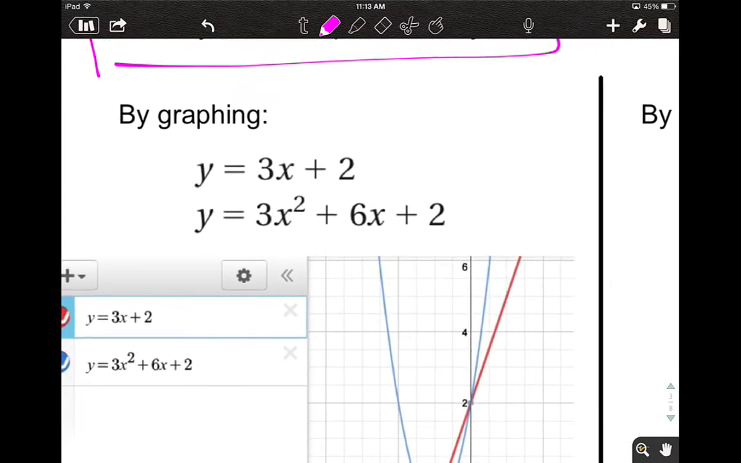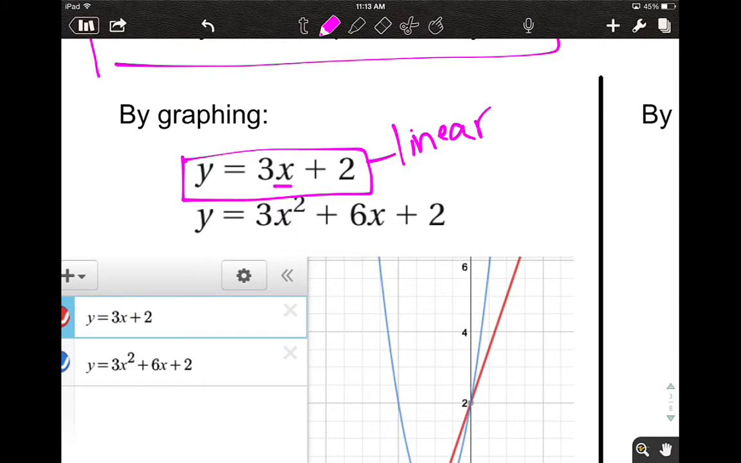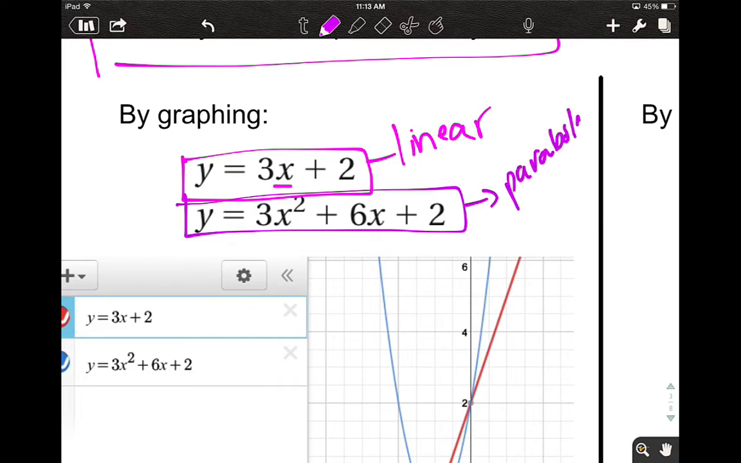If I'm going to graph y equals 3x plus 2, that's going to be linear, right? This is going to be the one that's going to make a straight line. Why? Because there's no x squared value, it's just regular old x. The second one, I would expect to have a parabola. Okay, it's a quadratic function, so it should graph as a parabola. A linear function will graph as a straight line. All right, that makes sense. So we're going to graph both of these and look for where they intersect.